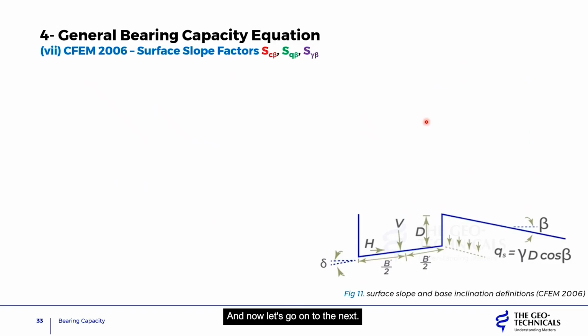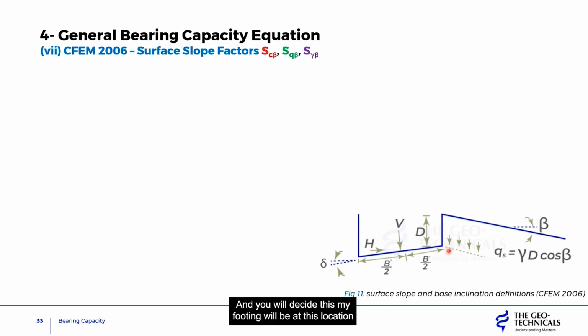Let's go on to the next bearing capacity factor, which is the slope or the surface slope factor. So first of all, what's the meaning of surface slope? It means you have a sloping ground, as you see. It should be continuous over here.